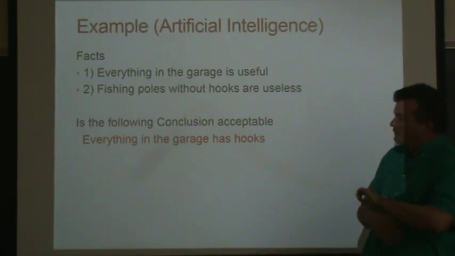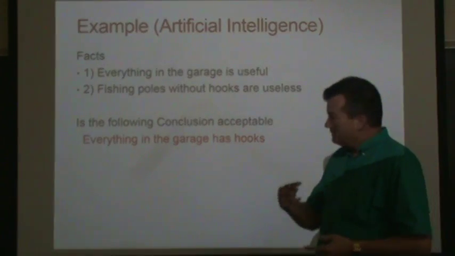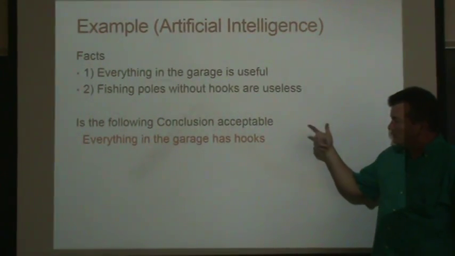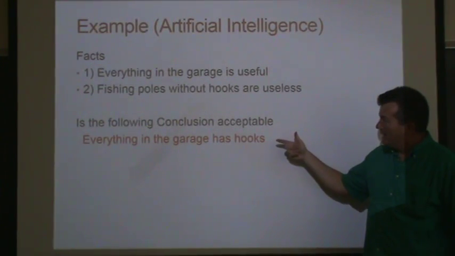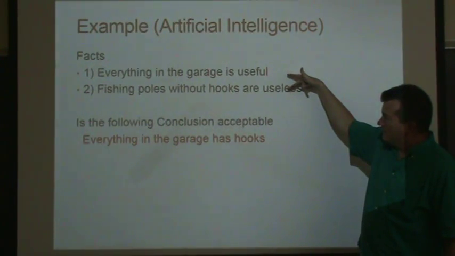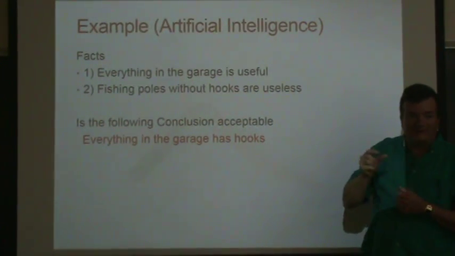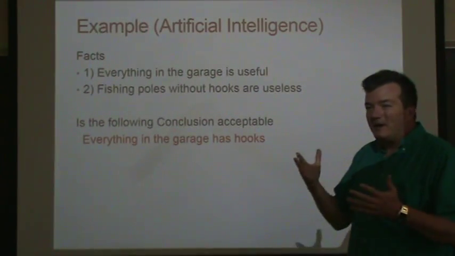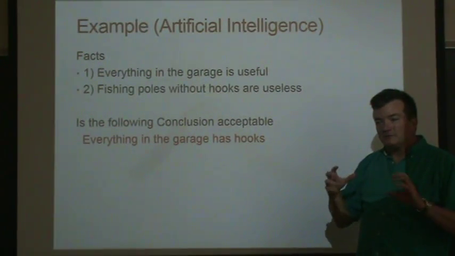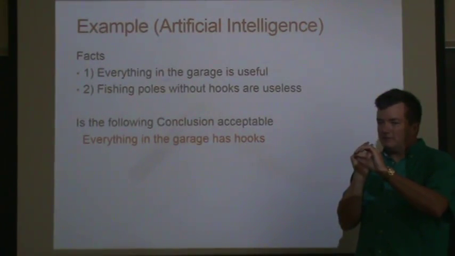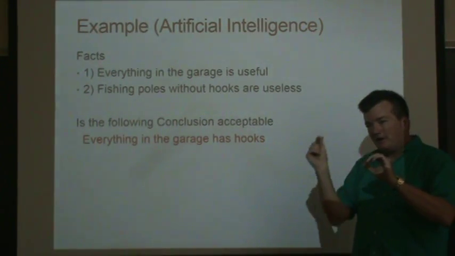Okay, so you gave an example of a saw, which has no hooks, but is still useful and doesn't violate these facts. Everything in the garage is useful, and fishing poles without hooks are useless. Yeah, so that's an item. So what you really did, in a way, does it kind of seem like you were thinking of sets, putting stuff into sets and then asking yourself, is there something that could be a member of one set but not appear in the other set?